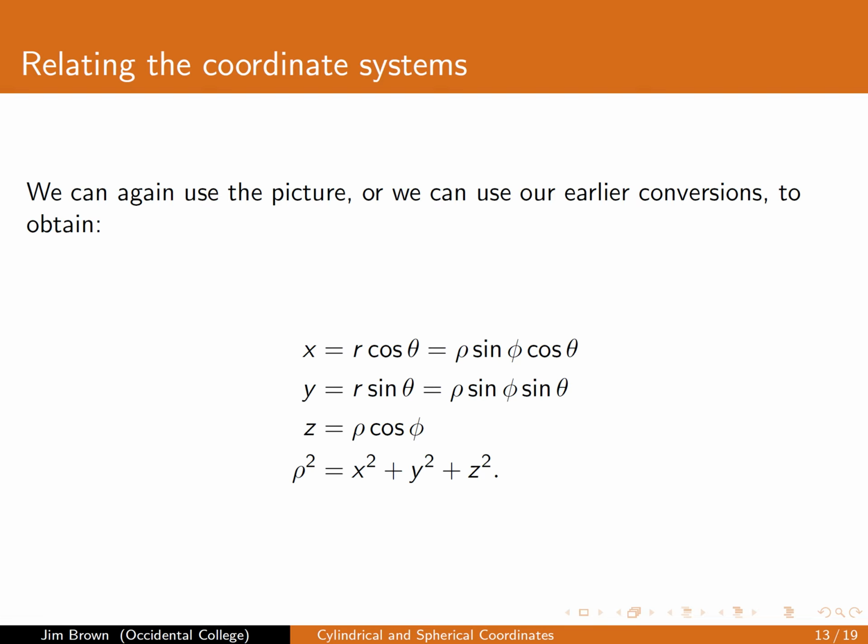And then z we already saw is rho cosine phi. And then if we replace the r squared with x squared plus y squared, we get rho squared is x squared plus y squared plus z squared. So that gives the conversion here on this page, gives you everything you want for converting between rectangular, spherical, and cylindrical coordinates.